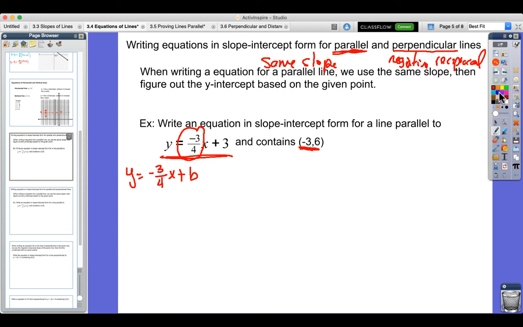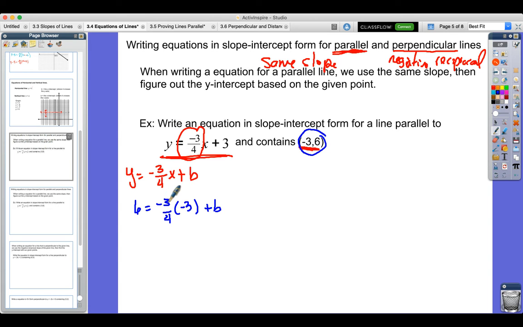But to figure that out, we're going to use these 2 points. We're going to take these 2 points and substitute them in for x and y, because these 2 points are on the line. So they can represent x and y at any given time. So we're going to say, all right then, 6 equals negative 3 over 4 times negative 3 plus b. And we're going to solve for b.